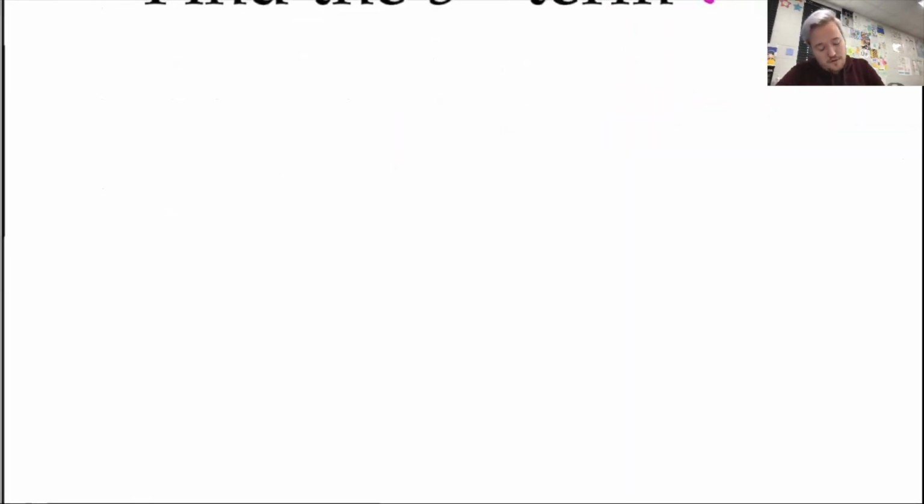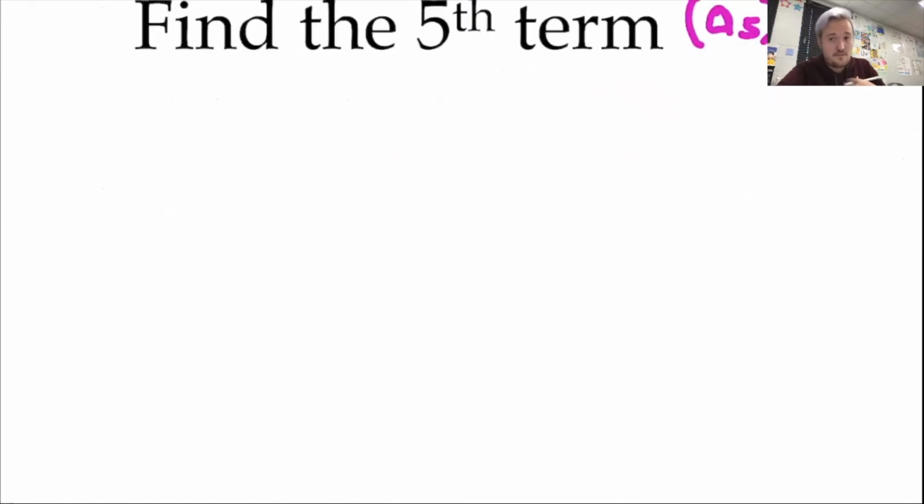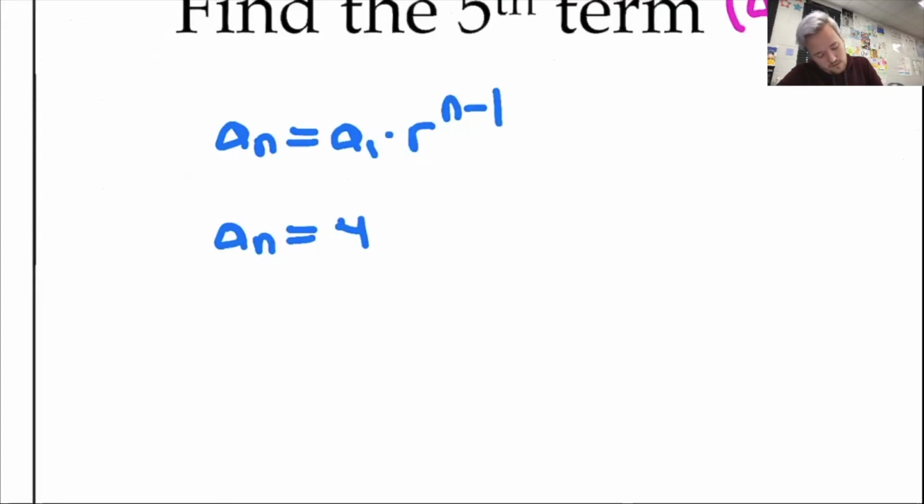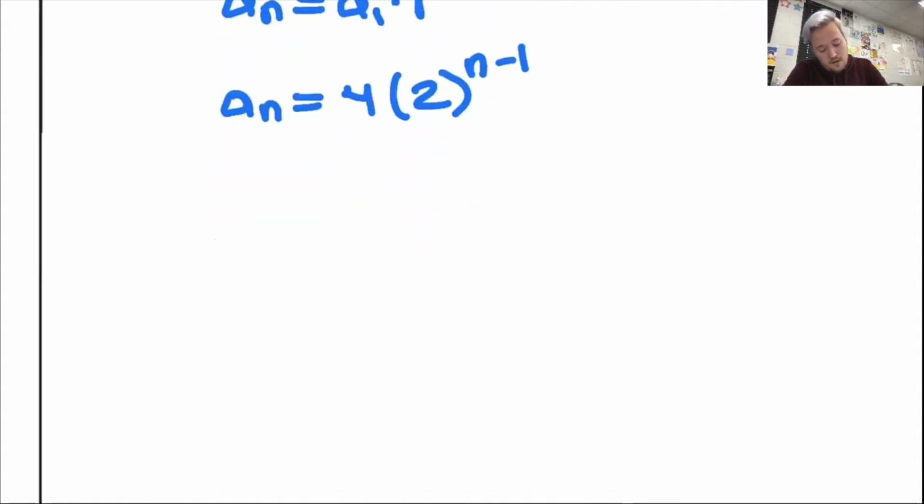All right, so first off, I'm going to go ahead and just use the explicit form just because it's quicker. So I'm going to write out the geometric form, A1 times R to the n minus 1. So they told me the first term is 4, and we have a common ratio of 2. So 2 to the n minus 1. So there's our explicit formula. Now we want to find A of 5. All right, so I want to do A of 5 equals 4 times 2 raised to the 5 minus 1.